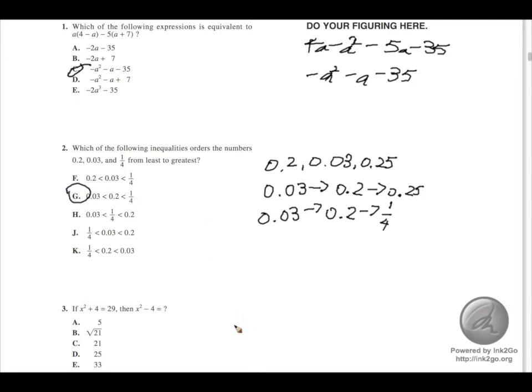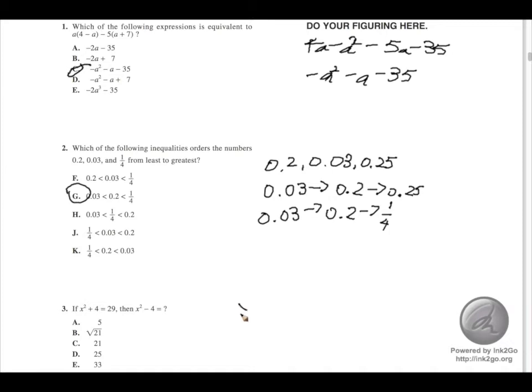Number 3, when you look at number 3, it seems like what we should be doing is solving for x with this equation and then plugging that into this expression and finding out what the answer is. But that's the inefficient, longer way of doing it. The quicker way of doing it is to take this equation and manipulate it so we have x squared minus 4 on the left side and some kind of number on the right side.